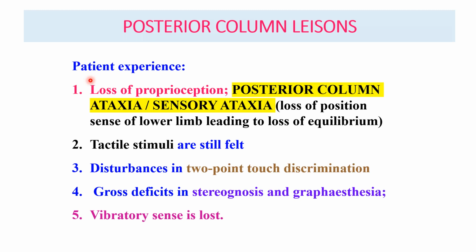So this is in brief: loss of position sense of the lower limb leading to loss of equilibrium. This is the loss of proprioception, posterior column ataxia or sensory ataxia. Tactile stimuli will still be felt, a little bit, because they are carried by other tracts as well, the spinothalamic tract.